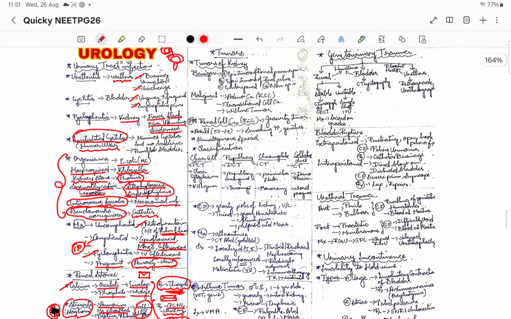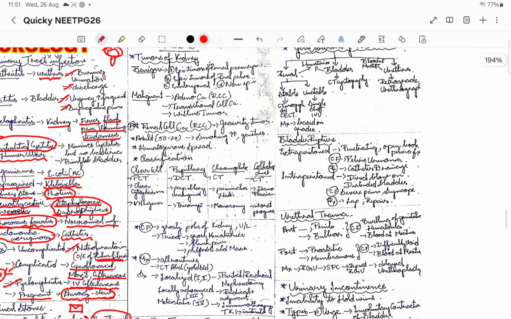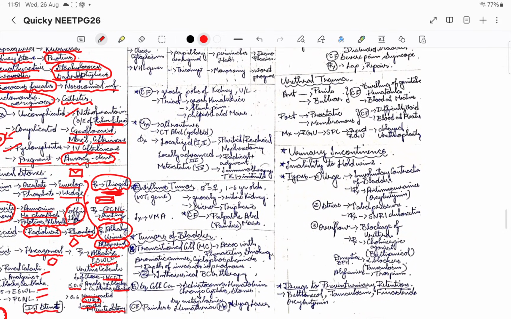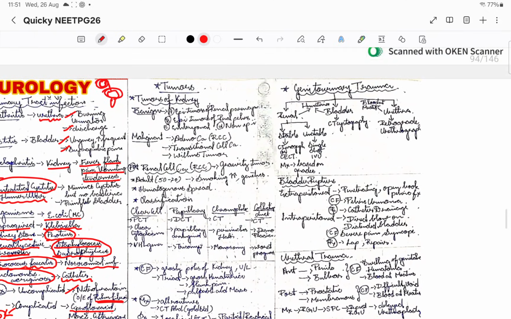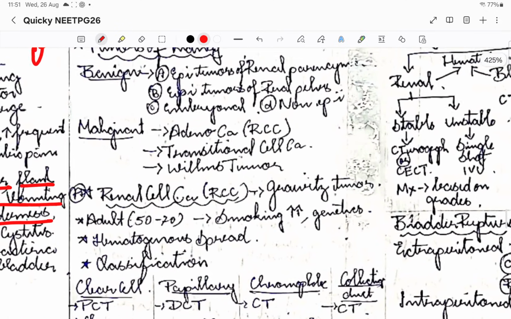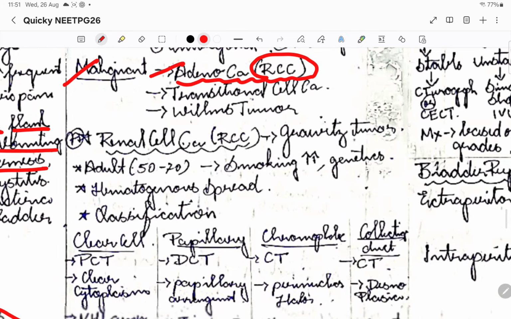Okay. So now moving on to the tumors of kidney. This is a very important topic. So we'll discuss the tumors of kidney, and tumors of bladder, which are very important. Tumors of kidney are of two types, that is benign and malignant. Benign is not of much importance. The malignant, that is the adenocarcinoma, the renal cell carcinoma, is very, very important. Then there is something called transitional cell carcinoma and the Wilms tumor. Okay, so we'll discuss it.